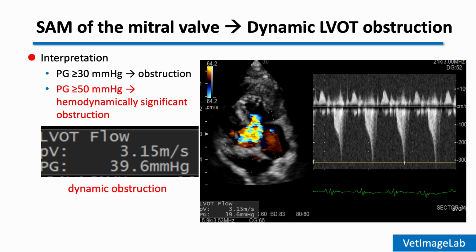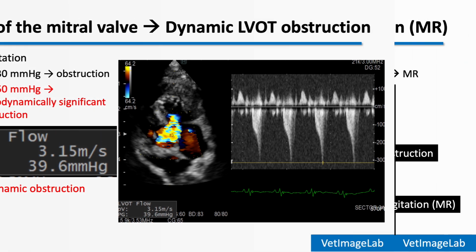It's important to keep in mind that dynamic obstruction is highly influenced by loading conditions such as preload, afterload, and myocardial contractility. Finally, always remember that LVOT gradient is highly dynamic. A single measurement may not fully reflect the obstruction severity. That's why a comprehensive assessment combining B mode, Doppler, clinical signs, and serial monitoring is essential for optimal management.